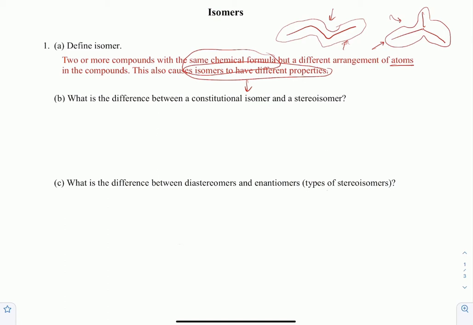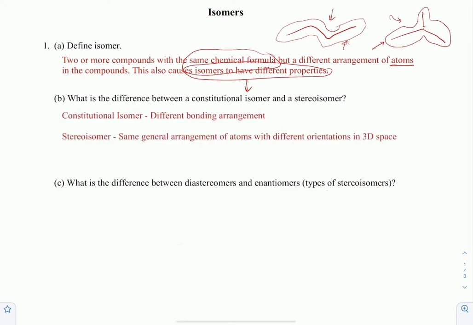So the main isomers that you'd want to know are constitutional and stereoisomer. Now there are subtypes of stereoisomers that we're going to get into here in part C, but you'll want to know the main difference between these. A constitutional, also known as structural isomer, literally means that you're changing the bonds around. So let's say I have AX2, so I could have AXX, or I could have XAX, right? These are constitutional isomers of each other because the bonding is different.